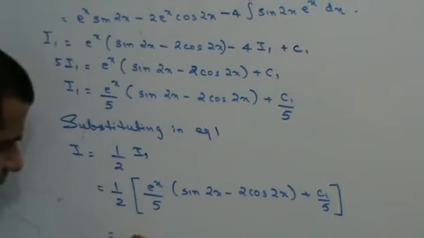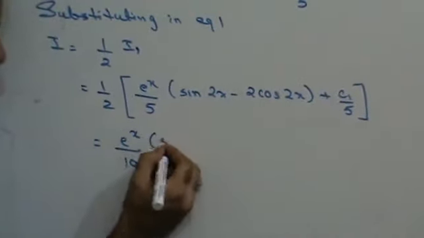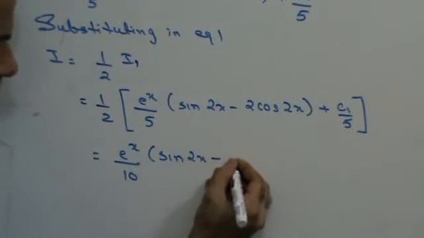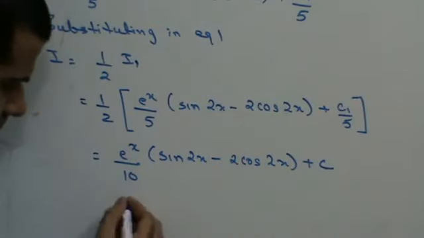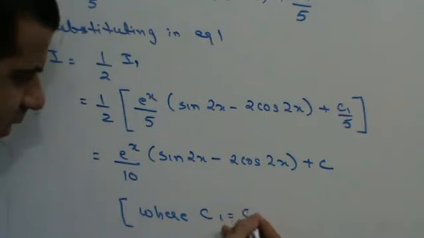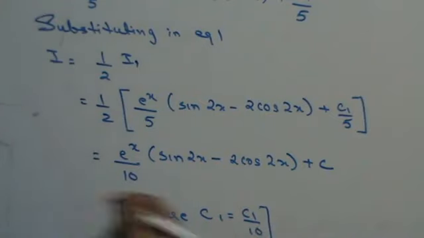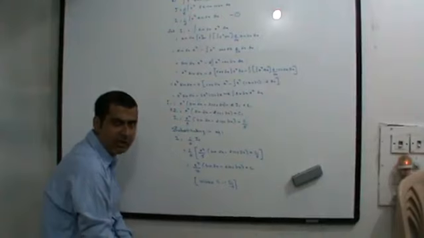Now this can be written as e raised to x upon 10 into sin 2x minus 2 cos 2x plus c, where we will assume that c is nothing but C1 upon 10. That will be your answer for this. This finishes this chapter. Thank you very much.